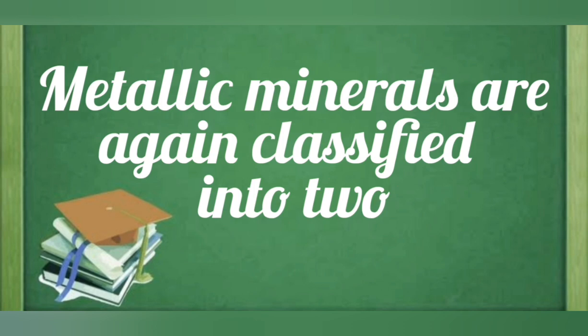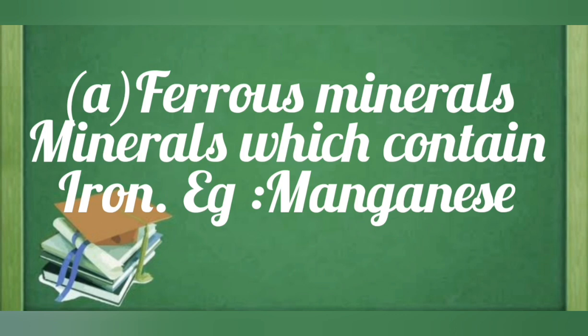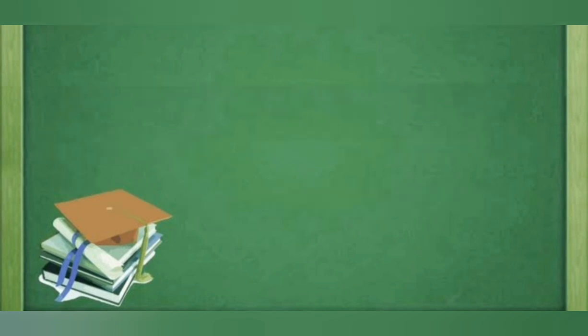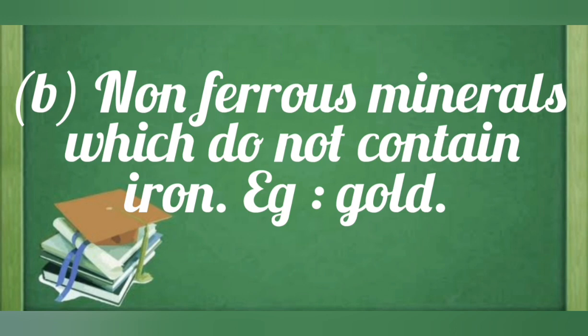Metallic minerals are again classified into two types. First, ferrous minerals. Minerals which contain iron are called ferrous minerals. For example, manganese. Second, non-ferrous minerals. Minerals which do not contain iron are called non-ferrous minerals. Example, gold.